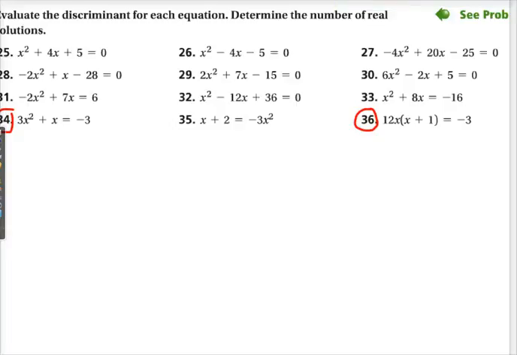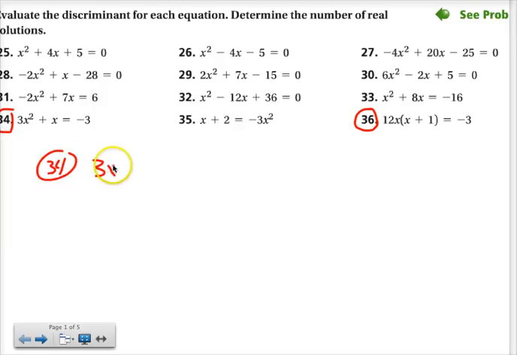These are the frequently asked questions for Algebra 2 for Section 4.7, Day 2. Starting with number 34, we have 3x squared plus x equals negative 3.